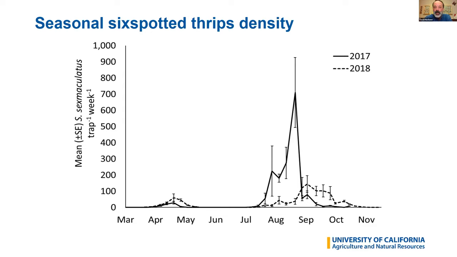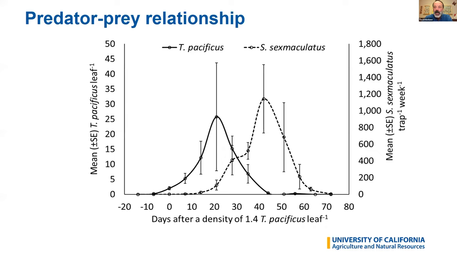And you can see in August, September, October, there's this second period of six-spotted thrips activity. So biology-wise, again, spring, during May sprays, is basically when the thrips are active for the first time. And then in August, and then around hull split. This right here is the predator-prey chart. The black line is mites. The dotted line is thrips. The mites are the number of mites per leaf.